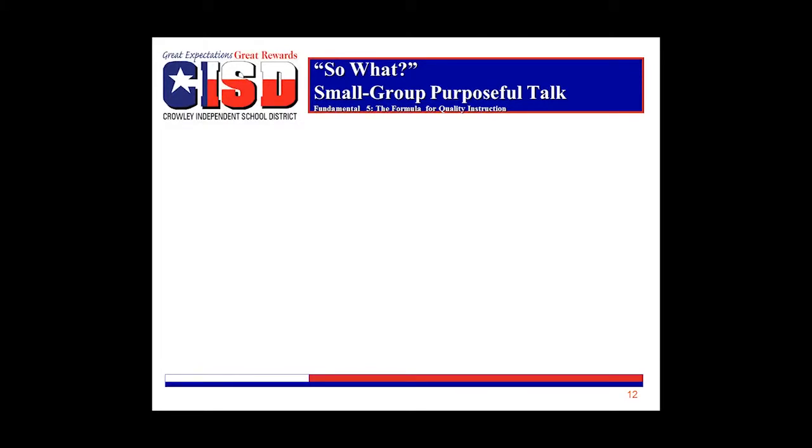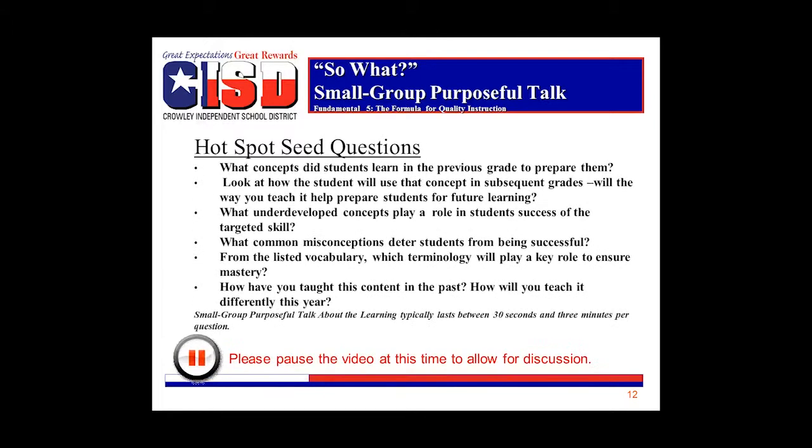The second part of the PLC process is the so what, which addresses the implications and also gives teachers the chance to reflect upon teaching practices. At this time, we will pause for small group purposeful talk to discuss seed questions, both of which are attributes of the Fundamental 5. Seed questions are essential to guiding and focusing conversations to the desired learning outcomes. During this time, focus specifically on the previously identified TEK. Please pause the video at this time to allow for discussion.